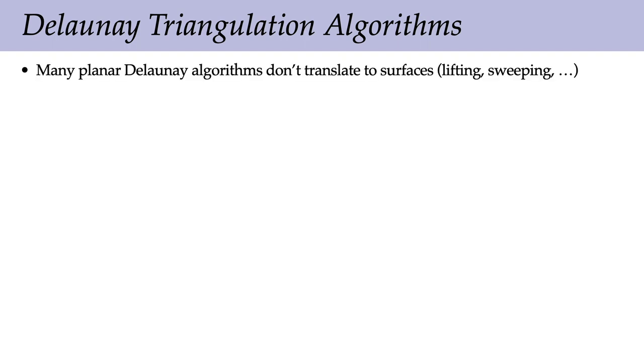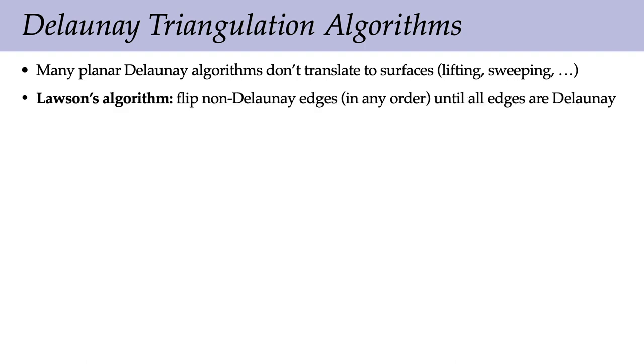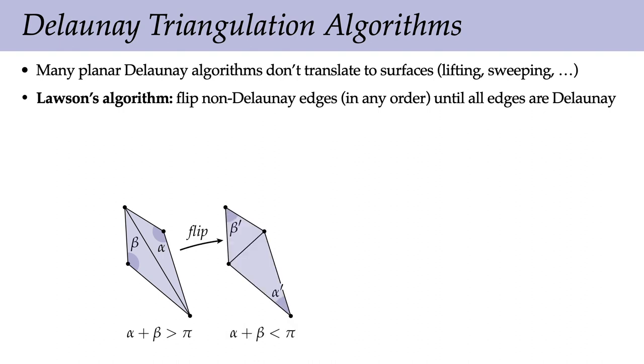Many algorithms you might try to use to construct a Delaunay triangulation in the plane do not translate to surfaces, like efficient sweeping or lifting or whatever. Instead, we need to go back to a simpler algorithm called Lawson's flip algorithm. This is just a greedy algorithm that says, keep flipping non-Delaunay edges in any order until all the edges are Delaunay. Okay, so if we have a configuration like this, we perform a flip, and at least that edge is now Delaunay.